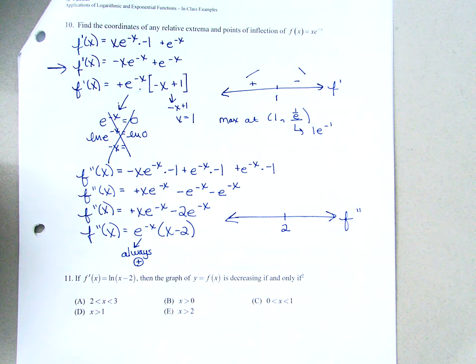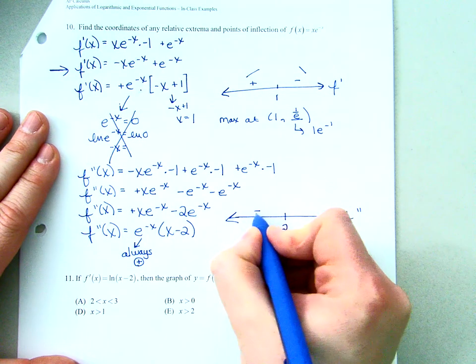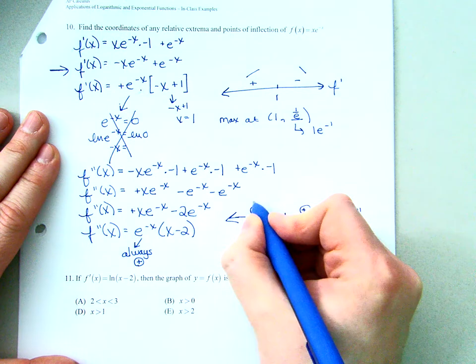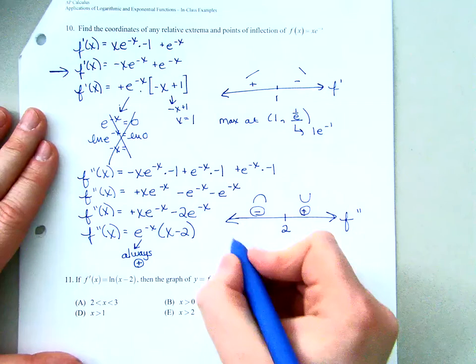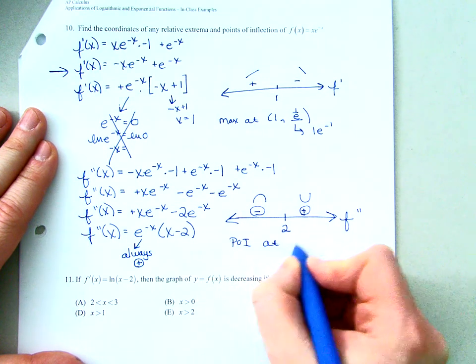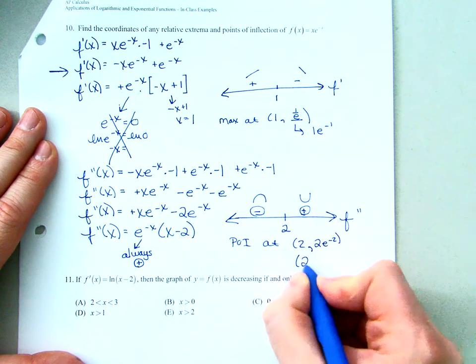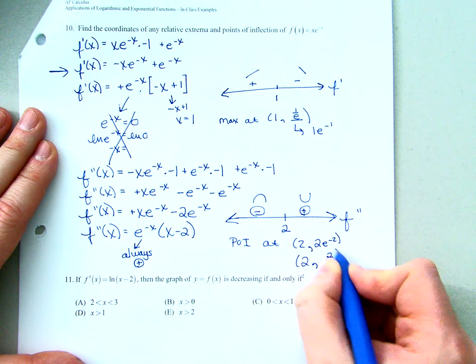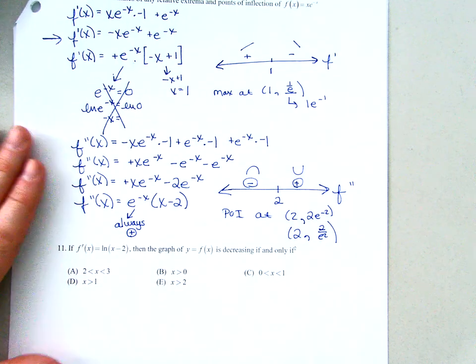What are your signs? What's before 2? Really? No, sorry. Yes, of course. Right. If you plug in 1, this is negative. This is always positive. Yes, that is negative. This is positive. And we have a point of inflection at 2. Comma 2 e to the negative 2, but we shouldn't say that. We should say 2 comma 2 over e squared. Questions on that?